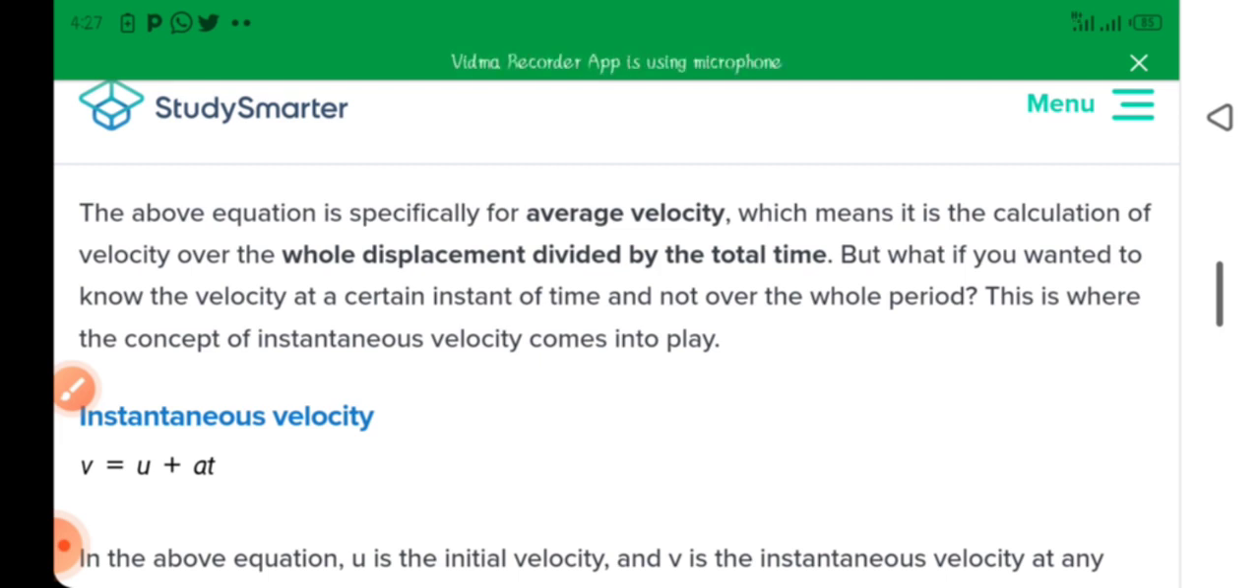Now for uniform velocity, it does not lead to acceleration, because if the velocity remains the same, and we are saying acceleration is the rate of change of velocity, that means there's no change in velocity. So that means there cannot be acceleration. There can only be acceleration when there is a change in velocity. Now change in velocity can be positive or negative. It doesn't matter. Whenever there's a change, there will always be acceleration.